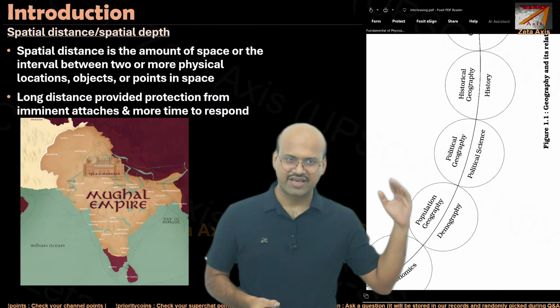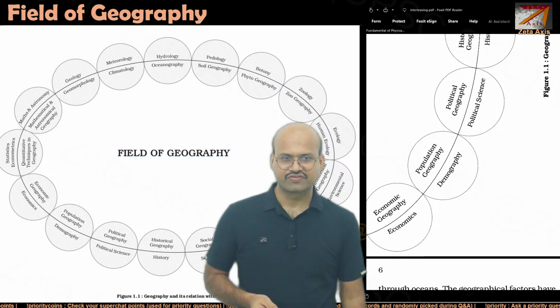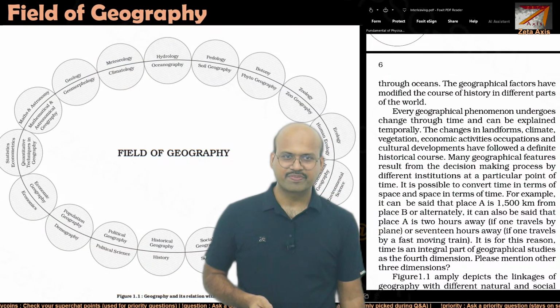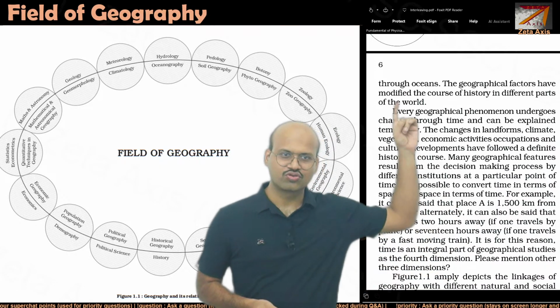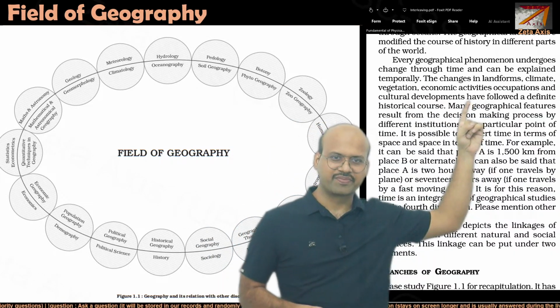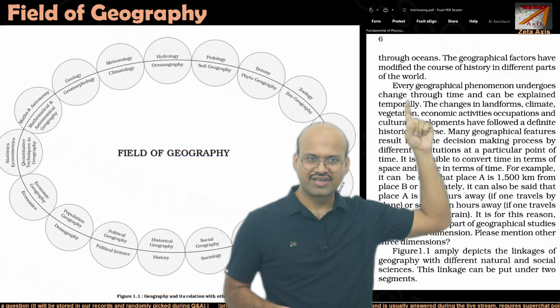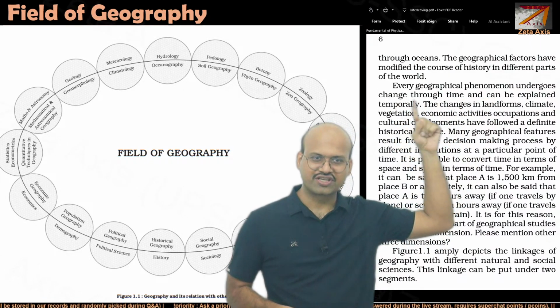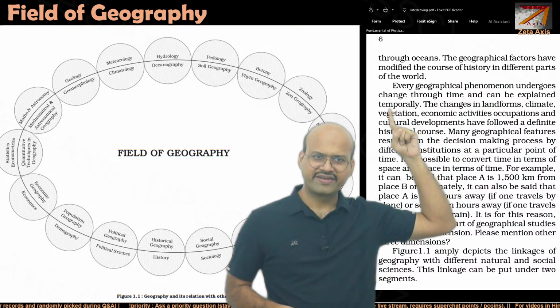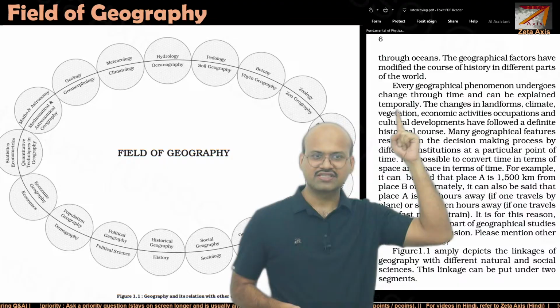Here is the same diagram which we have seen earlier. Since we are seeing only a cliff part, we are seeing this part here through oceans. The geography factors have modified the course of history in different parts. So here the example of history is continuing. Every geographical phenomenon undergoes change through time and can be explained temporally. Temporally means over time.